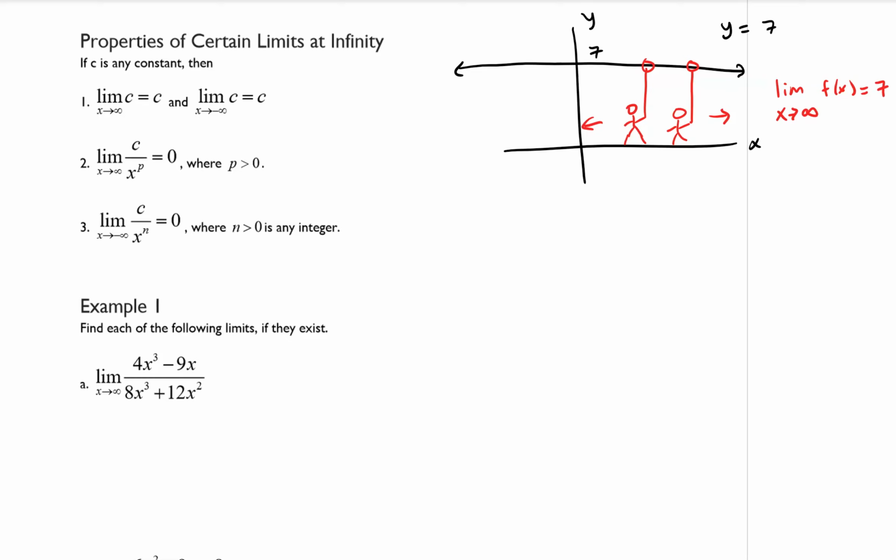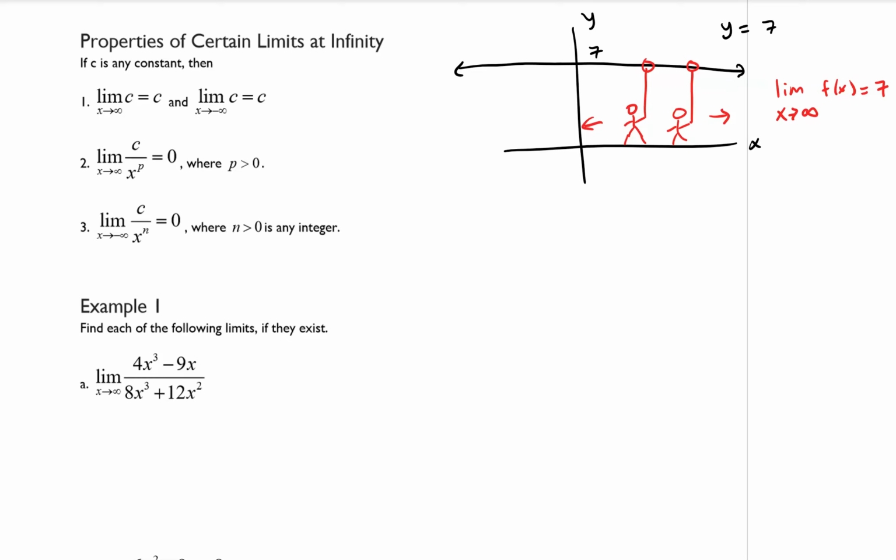And the second property says that if you're taking the limit as x approaches infinity of some constant over x to some power, where that power is a number greater than 0, then that overall limit is going to equal 0. And if you take the limit as x approaches negative infinity of some constant divided by x to the n power, where n is a positive integer, then that's also going to equal 0. And these properties are going to become important as we calculate the limits in the upcoming examples.